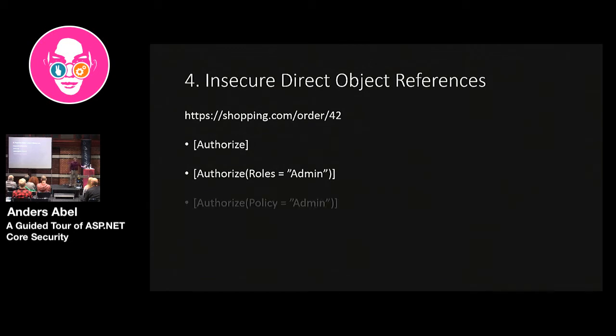There's something better. There's policies. So let's say policy equals admin. Because if you use the roles attribute, authorizing roles, you've littered your code. Every single action in the code base that requires administrative access has knowledge of the details of the rule, that you are allowed to access administrative stuff if you are in the role admin.